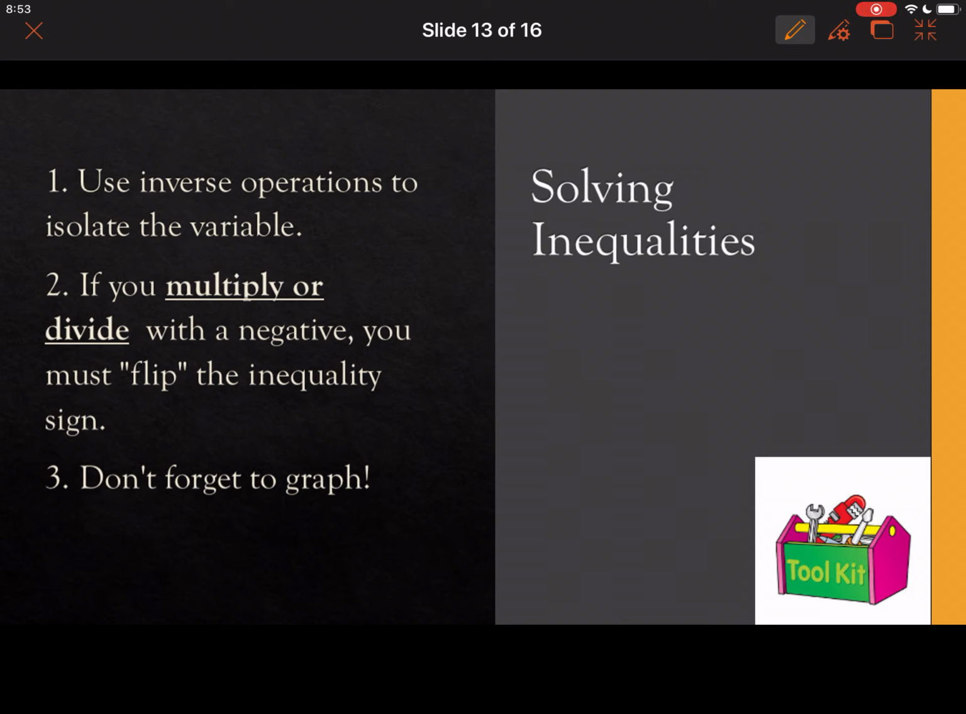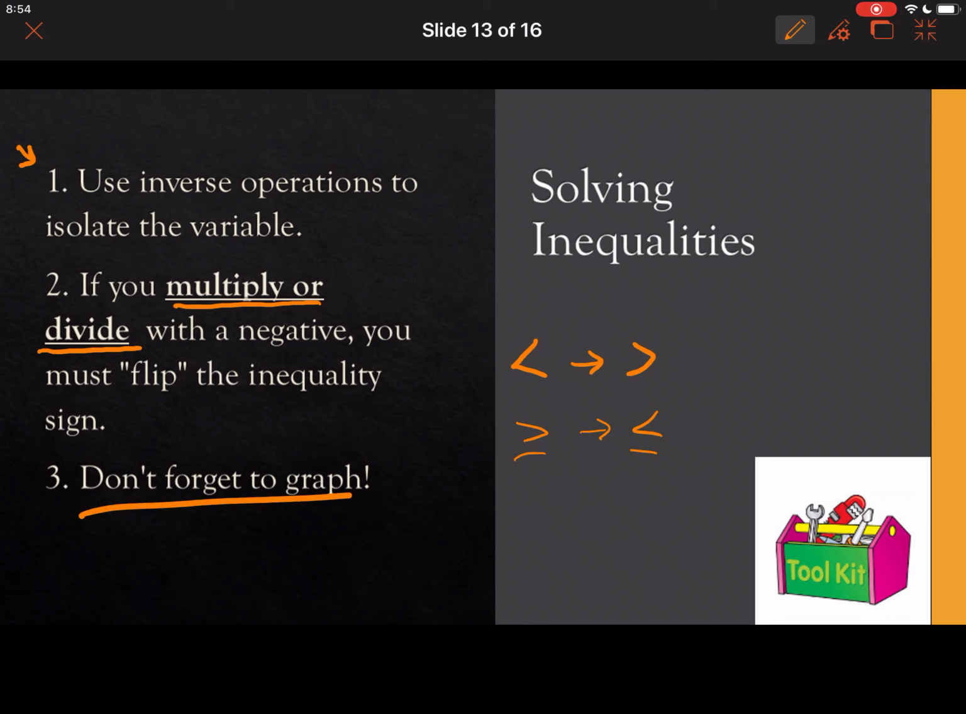So when we solve inequalities, it's very similar to solving equations with just a couple extra things. Step 1, use inverse operations to isolate the variable. But here's the important part. If you multiply or divide by a negative number, you must flip the inequality symbol. So if you divide by -5, and if it was a less than, you flip it and it becomes a greater than. If it was a greater than or equal to, you flip it and it becomes a less than or equal to. And we'll go through some examples in a second.